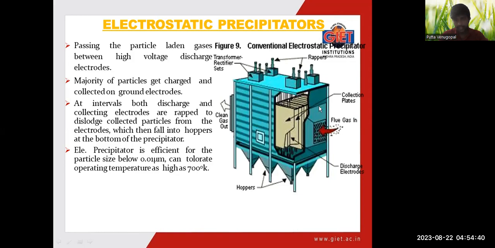When they charge these plates, whenever the flue gas passes across these plates, it is automatically charged. The plates become cations, and the flue gas which is passing becomes anions, because of which both of them get attracted.